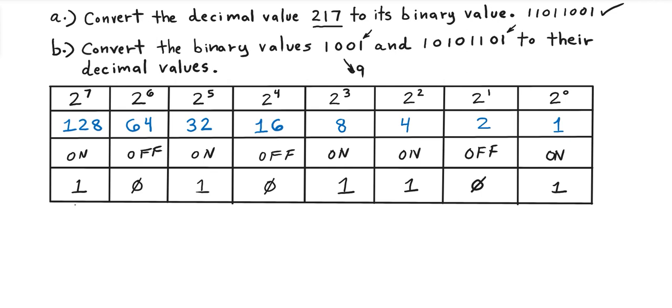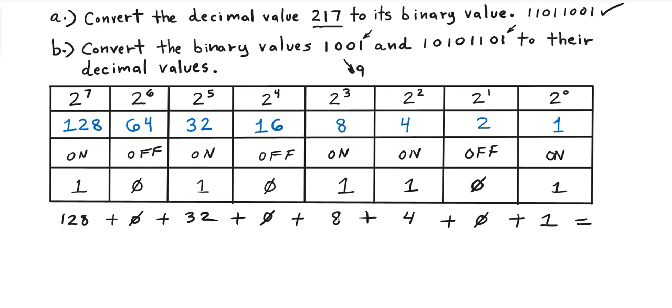So if we calculate the on switches on the transistor switching system, or the base 2 binary calculation here, we have 128 plus 0 plus 32 plus 0 plus 8 plus 4 plus 0 plus 1. So if we add up 128, 32, 8, 4, 1, we get the value 173. So for 10101101, we get the decimal value of 173.